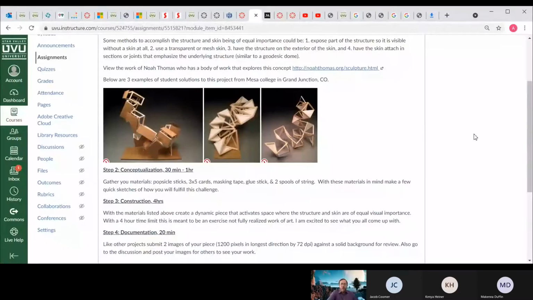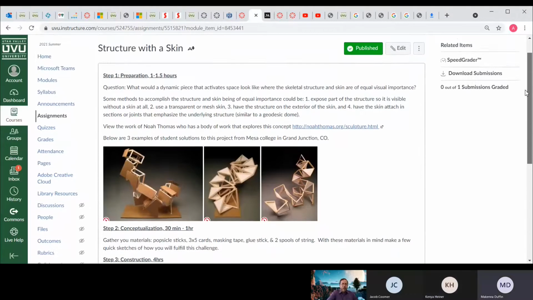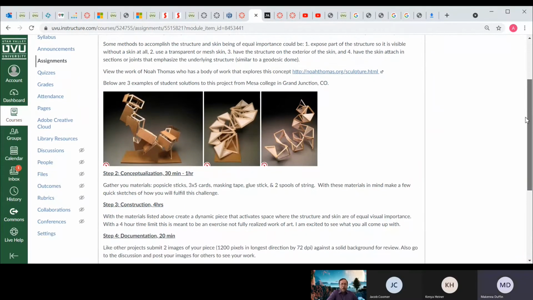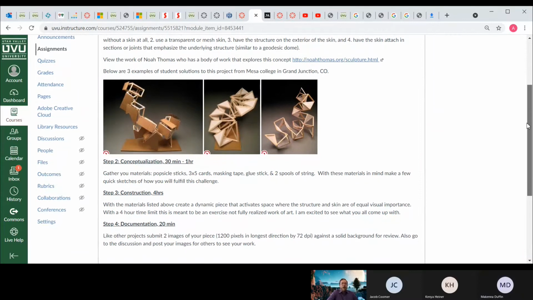All right, you guys can see this, right? This is the assignment page. What's that? I'm sorry, I was just saying we could see it. Okay, all right, great. Now, this is what I'm talking about.